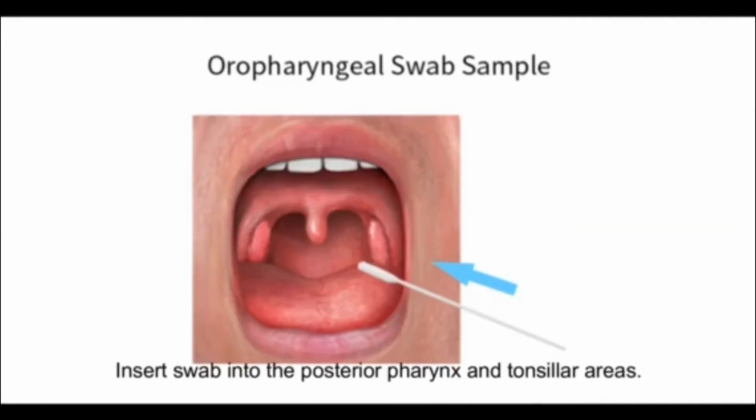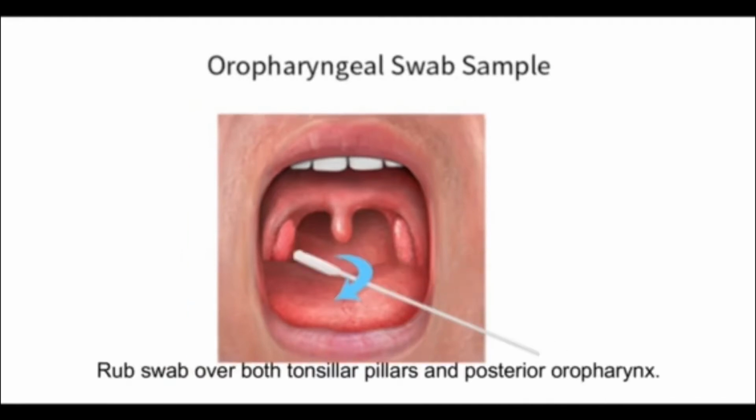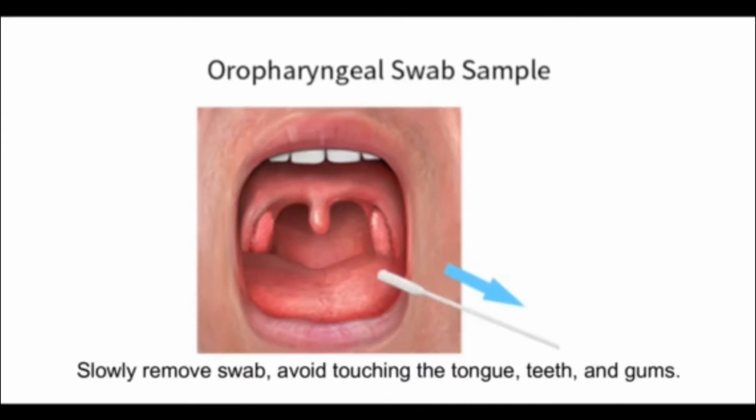Insert swab into the posterior pharynx and tonsillar areas. Rub swab over both tonsillar pillars and posterior oropharynx. Slowly remove swab. Avoid touching the tongue, teeth, and gums.